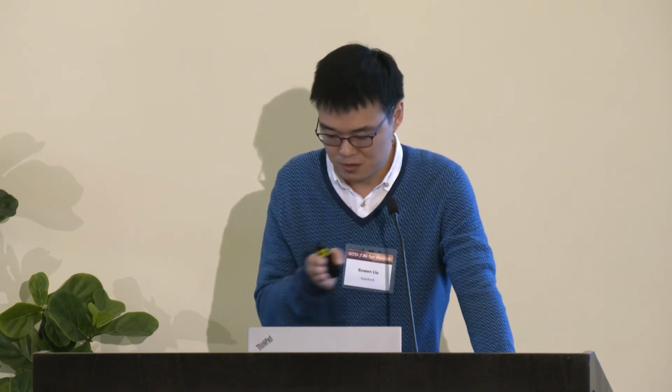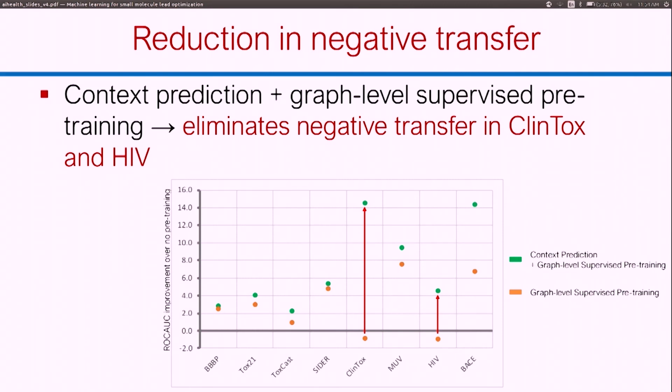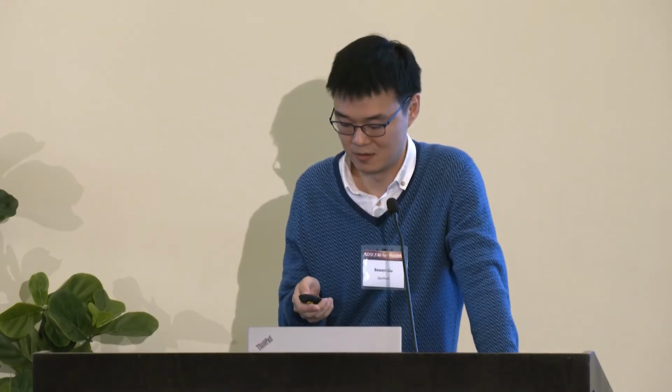And if we look at the individual performance on the 8 different downstream data sets, we see that the orange dot is if you just naively apply graph-level pre-training, and there are 2 data sets in which we see some negative transfer. But if you combine both the node-level context prediction with the graph-level supervised pre-training, then you eliminate the negative transfer in these 2 examples. And so the conclusion here is that if you want to pre-train graph neural networks for molecule property prediction, then you should combine both a node-level and a graph-level pre-training approach to both reduce negative transfer and improve generalization performance.